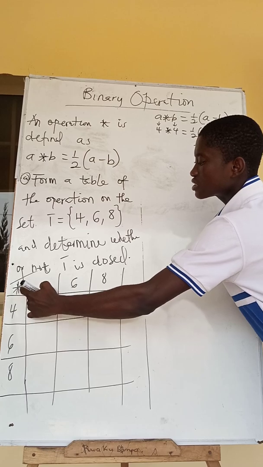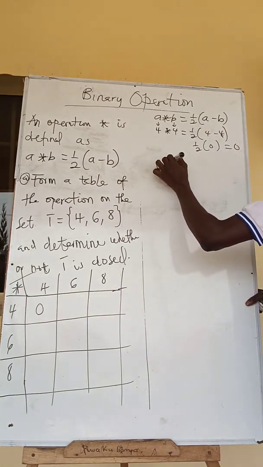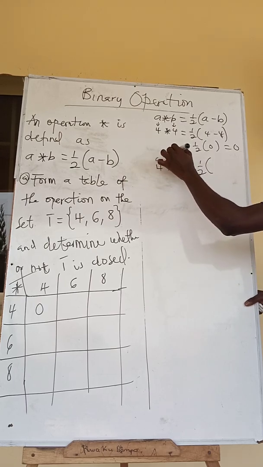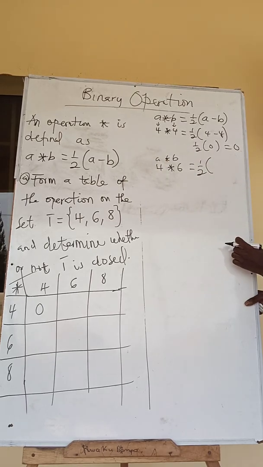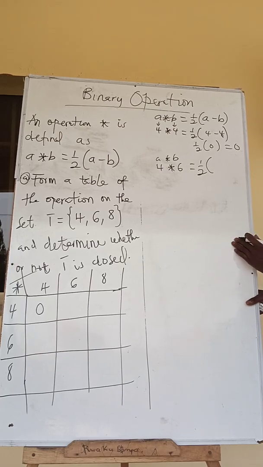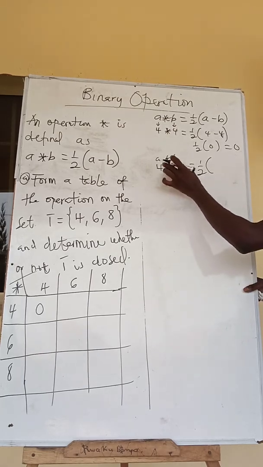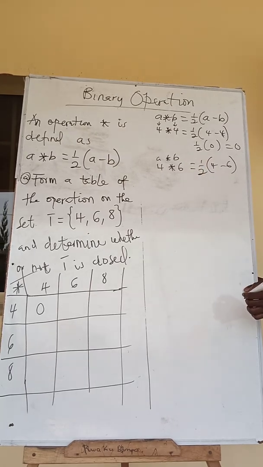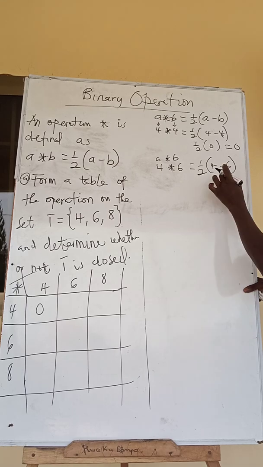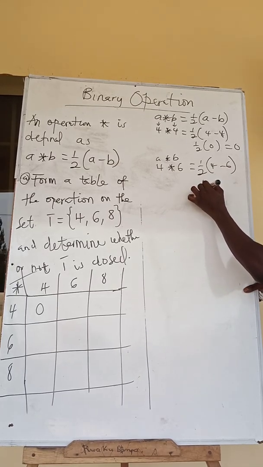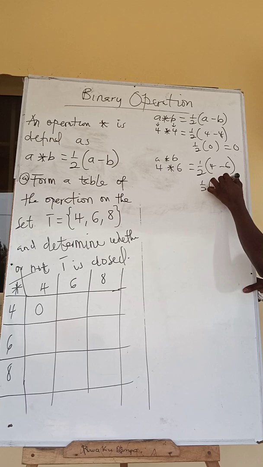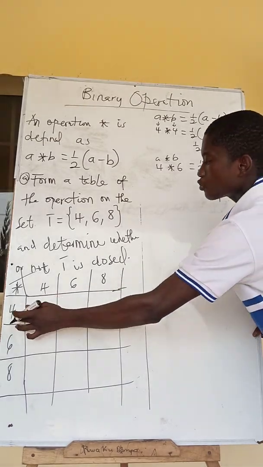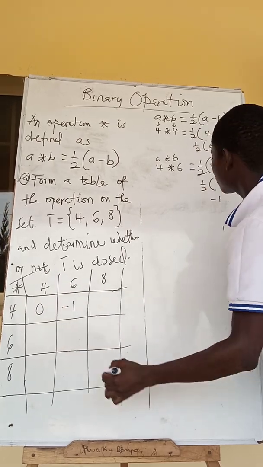The next is 4 star 6. So you have A star B. Let me do it this way to keep it simple. A is 4 minus B, B is 6. So half of 4 minus 6, which is negative 2. Half of negative 2 is negative 1. So 4 star 6 is negative 1.